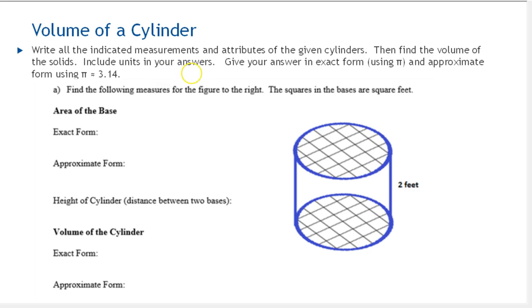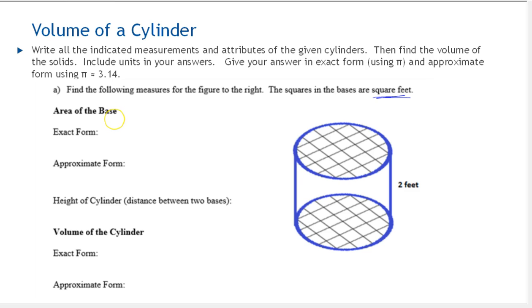Include units in your answers. Give your answer in exact form using pi and the approximate form, using pi equals 3.14. Find the following measures for the figure to the right. The squares and the bases are in square feet. So I'm going to underline that.